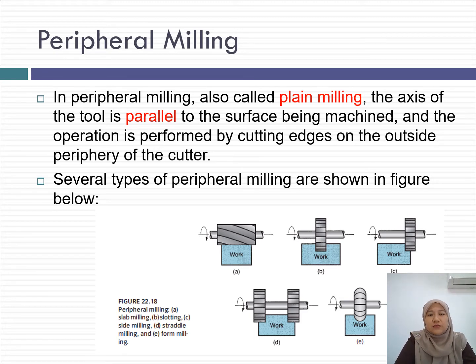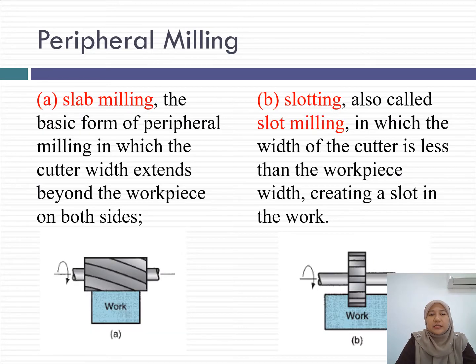There are several types of peripheral milling operations. In figure A, it is slab milling. In figure B, slotting. In figure C, side milling. In figure D, straddle milling. And in figure E, form milling. Slab milling is the basic form of peripheral milling in which the cutter width extends beyond the workpiece on both sides. So in slab milling, the workpiece has a smaller width compared to the width of the milling cutter.